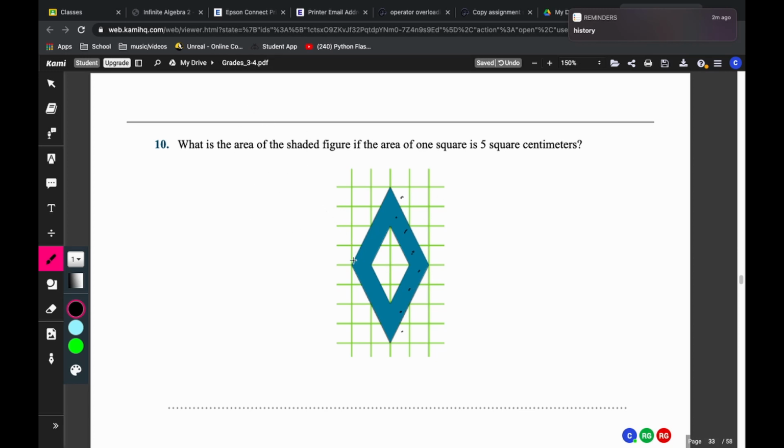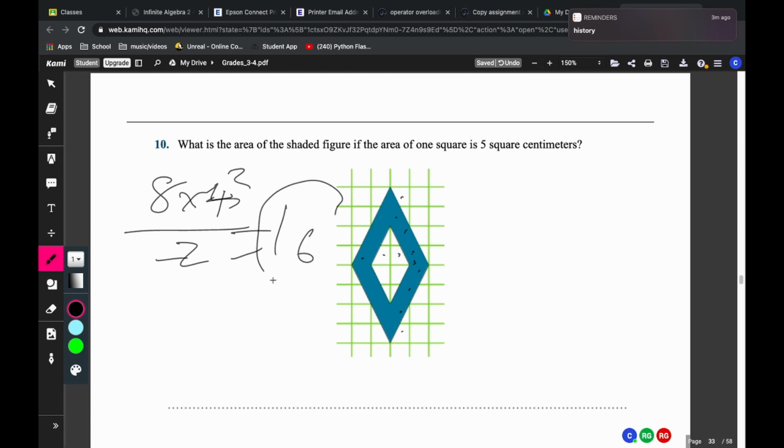And then the width is 1, 2, 3, 4. So 8 times 4 divided by 2. So this is 2. And then, yeah, that's 8 times 2, which is 16. So 16 is not your answer. Yeah, 16 is not your answer.